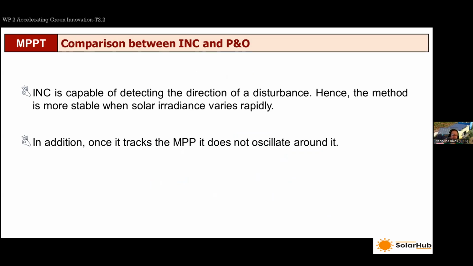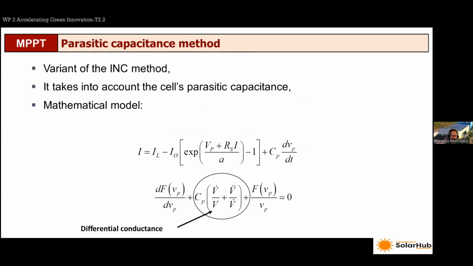Comparing this incremental conductance method to the P&O method, we see some advantages. First of all, the incremental conductance method is capable of detecting the direction of a disturbance when it happens, this variation of radiation I mentioned earlier, and it's more stable when this radiation varies rapidly. Also, this method does not lead to oscillations around the maximum power point. But of course, the calculation is more complicated here. Perhaps this is a disadvantage that one could consider.